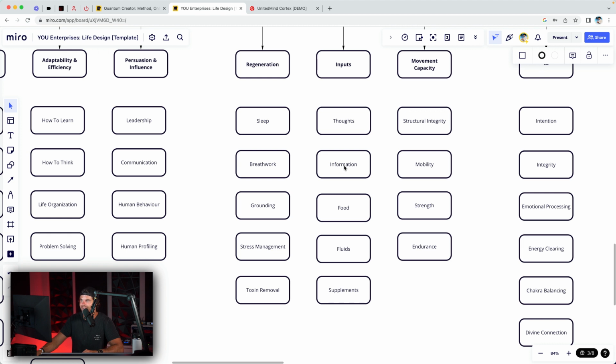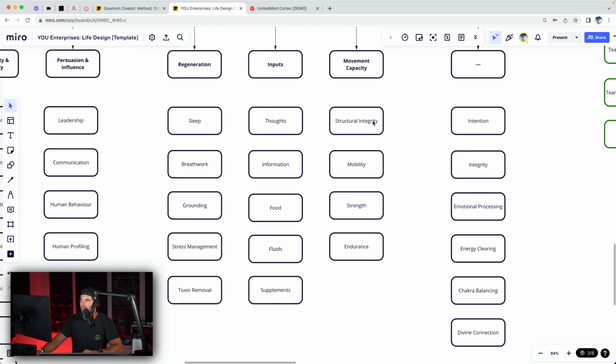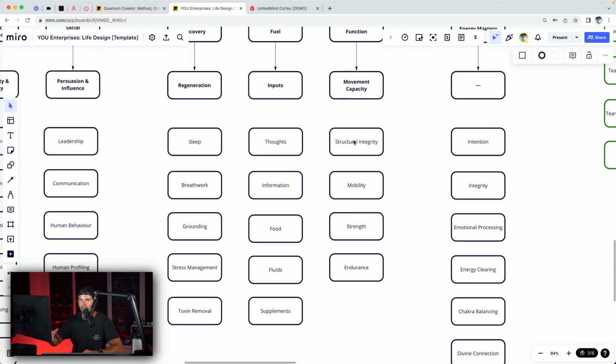What information are you taking in? What food are you consuming? Fluids are you drinking? Supplements are you taking? Your movement capacity. What is your physical structure or integrity like? What's your mobility like? Strength levels, endurance levels.